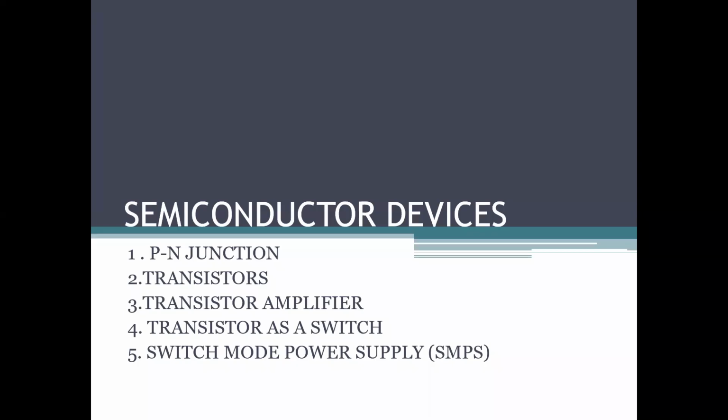Today we are going to start your semiconductor devices section from the same chapter. This is the first chapter from your section 2. In this section we are going to learn the PN junction, then the transistor, transistor as an amplifier, transistor as a switch, and the switch mode power supply, that is SMPS. In this part of the chapter, a brief theory of semiconductors is explained to understand the construction and working of the diode and the transistor.